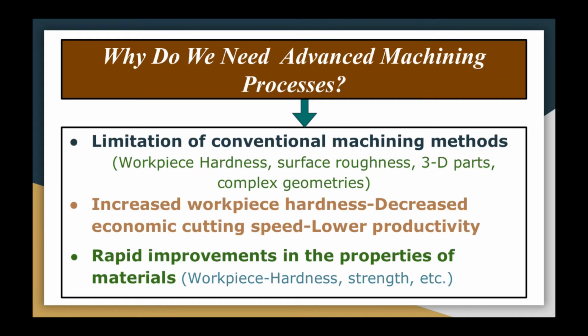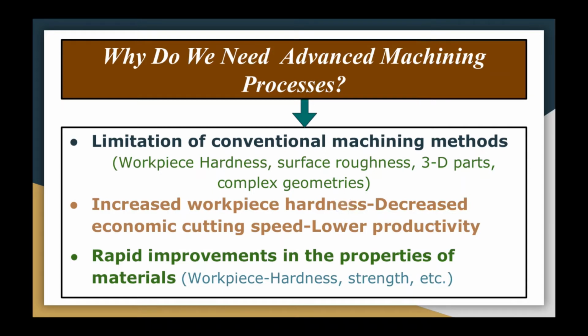Now as we know, increased workpiece hardness will lead to decreased economic cutting speed, because as the hardness of the workpiece increases, the cutting speed at which you can machine this particular part in conventional methods keeps on decreasing. That means productivity goes down, or you get lower productivity. That means a more expensive component, more time consuming.